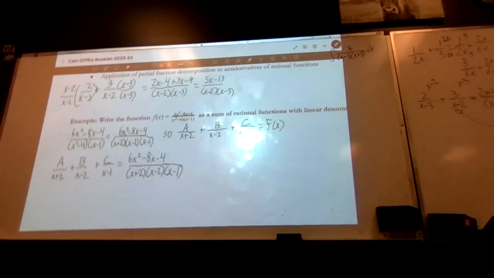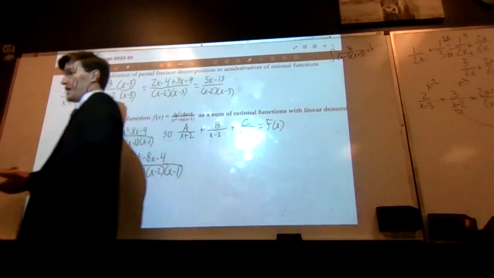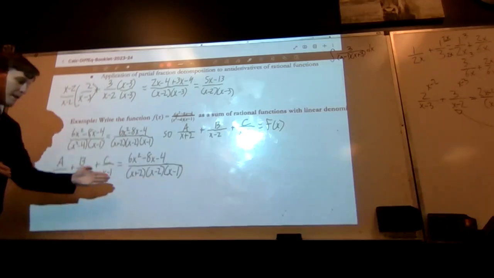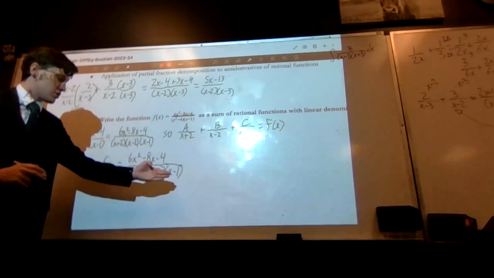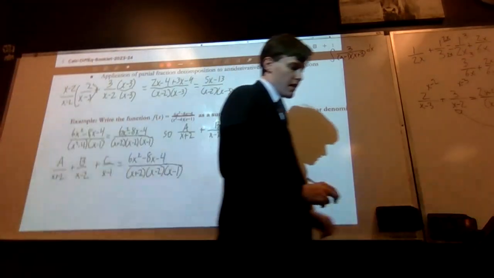Oh my gosh, this looks so complicated, right? Let's uncomplicate it. I want to get rid of all my denominators. How would I get rid of all of my denominators? What would I need to multiply by to get rid of every single thing? I heard someone say the correct answer. All of them? Yes, it is all of them. If I multiply by x plus 2, x minus 2, x minus 1, all of these are going to cancel. So I'm going to go ahead and do that.